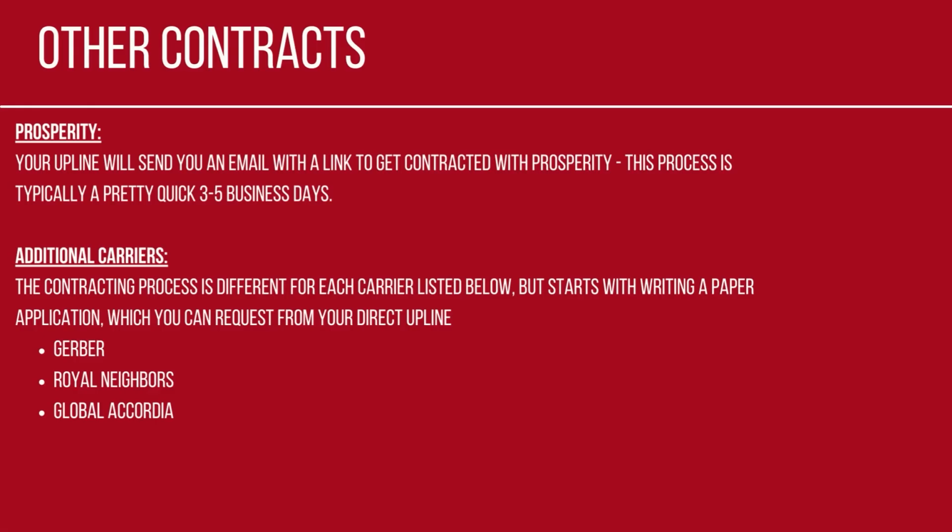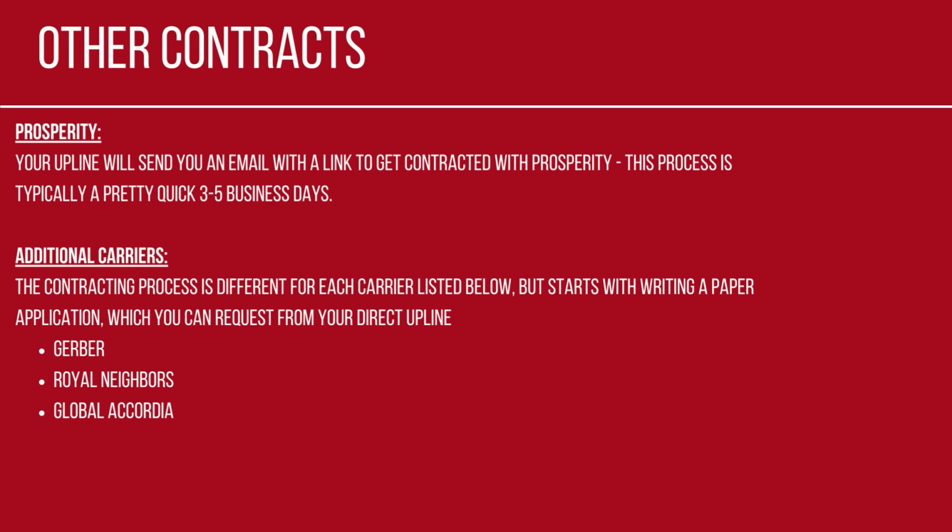Lastly, for other contracts, for Prosperity, your upline will send you an email with a link to get contracted with Prosperity. This process is typically pretty quick and takes 3 to 5 days. So if you would like to get contracted with Prosperity, please be sure to request it from your upline.